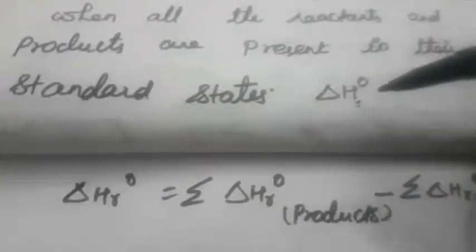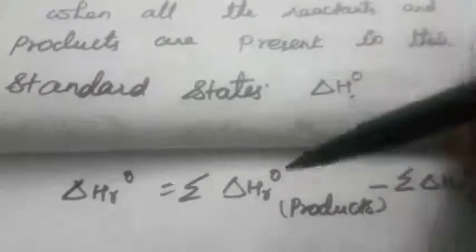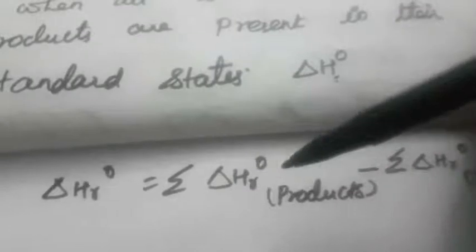So that is the standard state of this delta H0. What is the formula to calculate the standard enthalpy of the reaction? It is the sum of the enthalpy of formation of the products minus the sum of the enthalpy of formation of the reactants. Okay, so this is another one. They give one example. What is that example here?